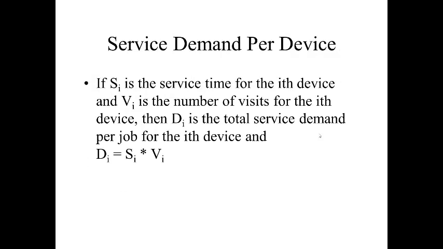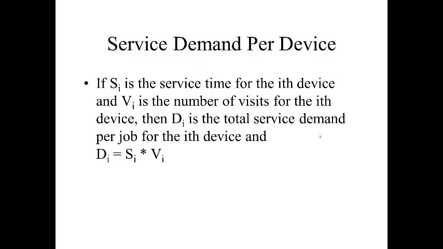The service demand per device can be calculated if the service time for the ith device is S sub I and V sub I is the number of visits to that device. Then D sub I is the total service demand per job of the ith device, and that's equal to S sub I times V sub I. Given that these are all algebraic quantities, again, they're pretty easy for you to compute. You just have to keep track of which one is which and not confound different things. Keep your time units consistent, number each device, and don't mix up visits from one device to another.